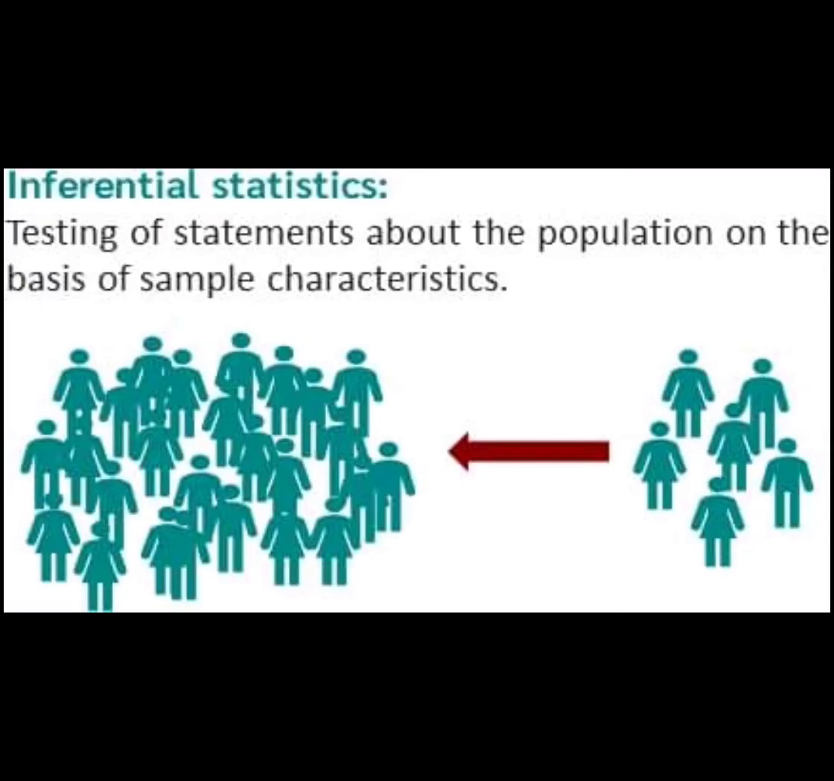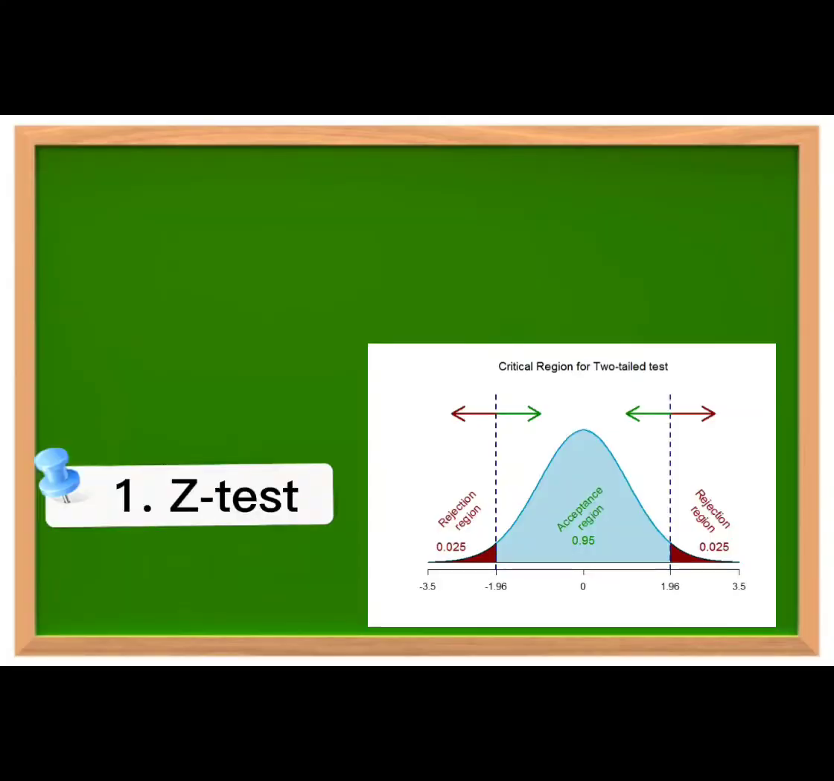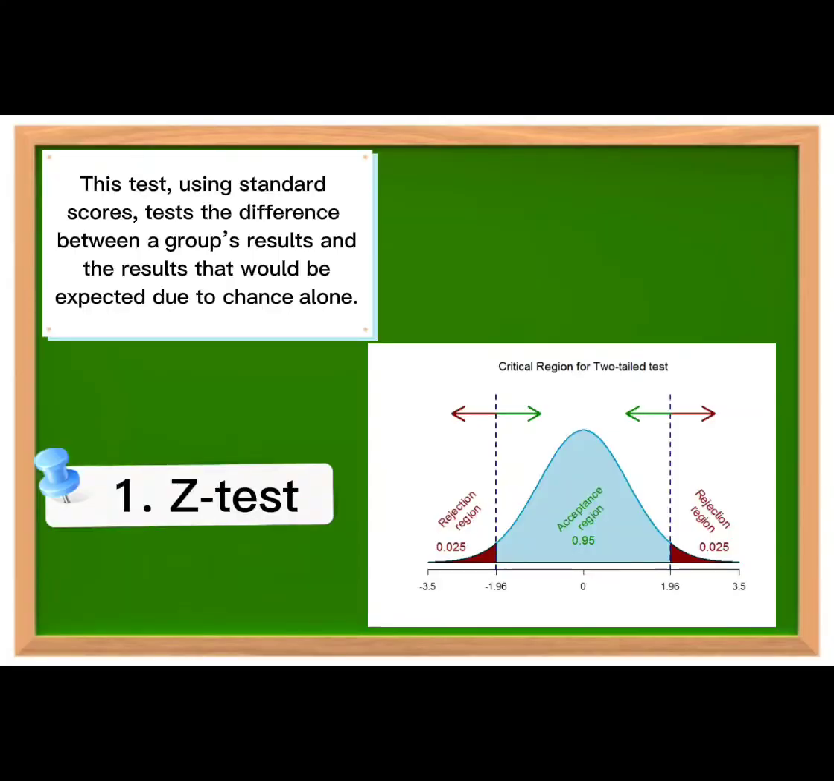It can be defined as a random sample of data taken from a population to describe and make inference about the population. Parametric test. Parametric statistics are based on assumptions about the distribution of population from which the sample was taken. 1. Z-test. This test, using standard scores, tests the difference between a group's results and the results that would be expected due to chance alone.